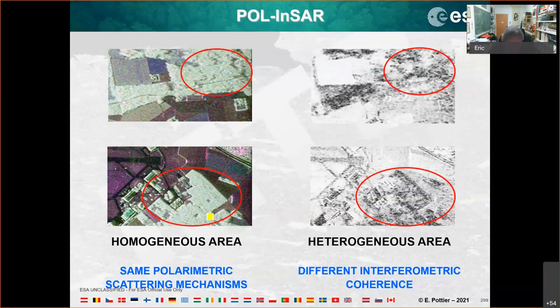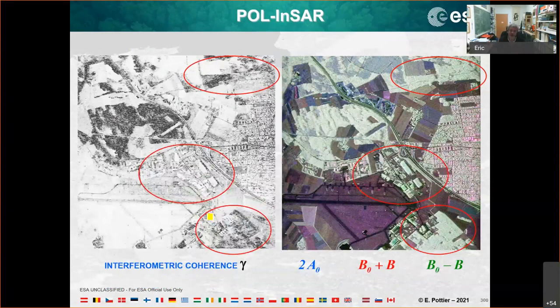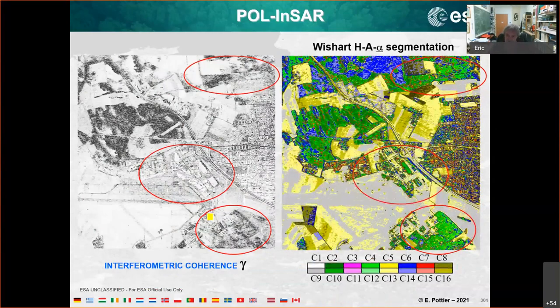Okay, so if I continue, the idea was to see from our side if it is possible to improve the result of the segmentation I have presented to you before. In fact, I was looking at different areas, which are here in the red circles, to see if it is possible to improve the segmentation. We can start with these areas, and we can have a look on the right. This corresponds to the result of the classification, so Wishart classification, Wishart entropy and entropy alpha classification.